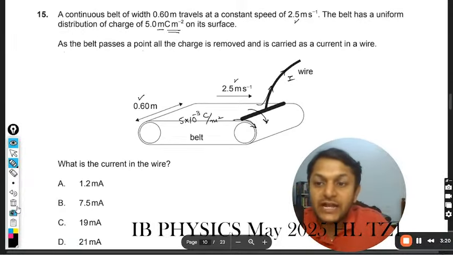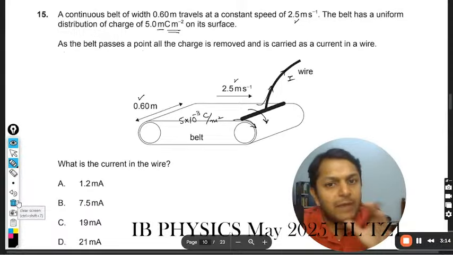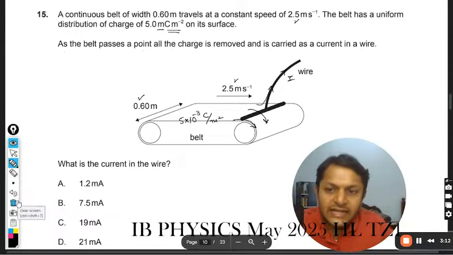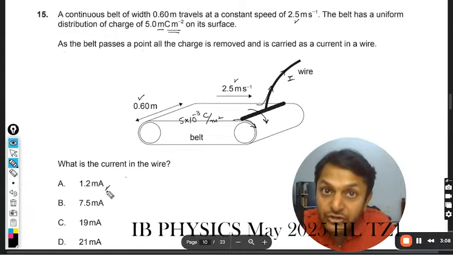Now, what is that tool? That tool is units. I don't know what to do in this question. I will concentrate on the units. That might be helping me out, isn't it? Let us see. So the answer that you want is in current, which is in amperes.